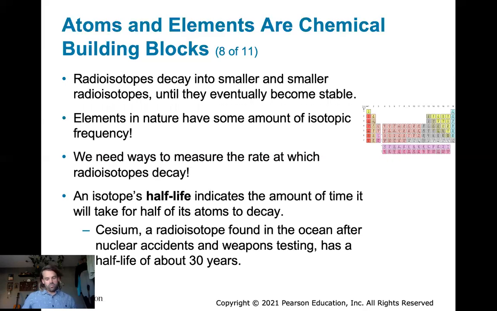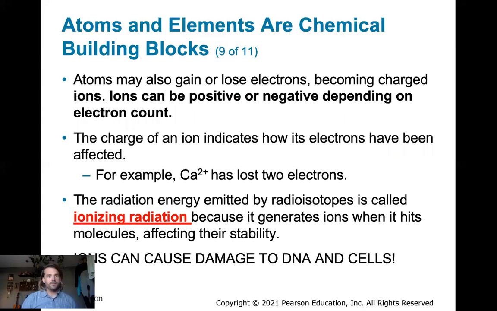So those isotopes will decay down to the stable form. Half of that population of those isotopes will decay to the stable form within about 30 years of being created. Okay, and so that's just a metric of how fast and how dangerous those types of radioactive particles can be. And it becomes relevant to both science and to human health and ecology.